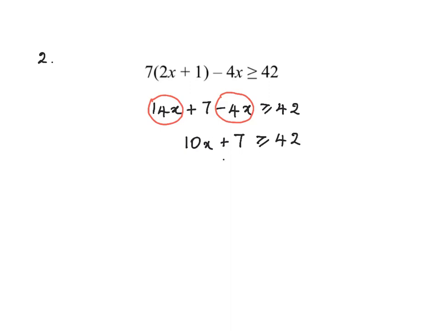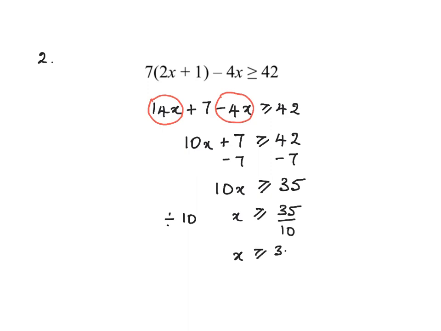We want to get rid of the 7, so 10x is greater than or equal to 42 take away 7 is 35, and the last thing that we'll do is divide by 10, so x is greater than or equal to 35 over 10, x is greater than or equal to 3.5. Notice that the inequality sign does not change throughout the problem.